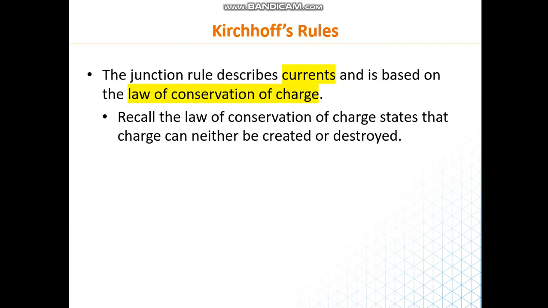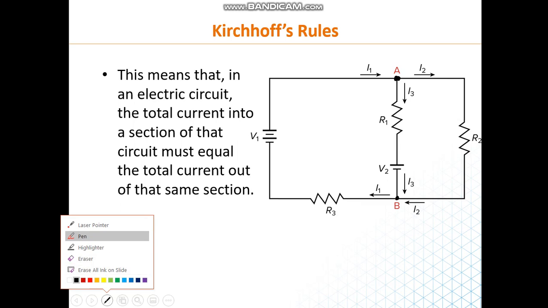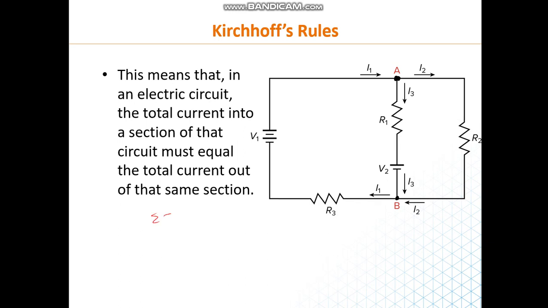Now the second rule is the junction rule, which focuses not on potential differences but on currents, and it is a form of conservation of charge. Here I have a circuit with a junction. Point A is considered a junction where I have two branches or two ways for the current to pass through. Point B also, as you can see, is another junction. The junction rule says the currents in equal the currents out. So the total current into a junction is equal to the total current out of the junction.